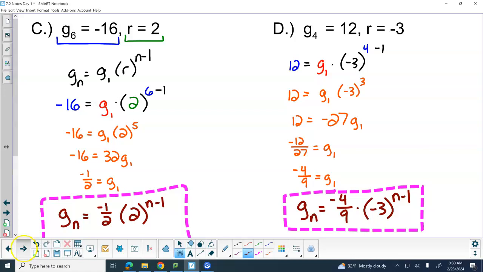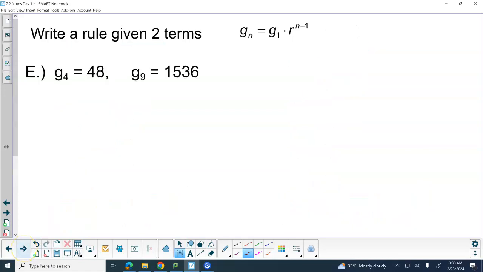Okay. Love it. Writing a rule, another kind of condition, given 2 terms. Just like when we had 2 terms given in the arithmetic world, we have to come up with 2 rules here, or use the rule twice. So this one is going to give me 48 equals g sub 1 times r to the 4 minus 1 power, or 48 is equal to g sub 1 times r cubed. Agree with that?